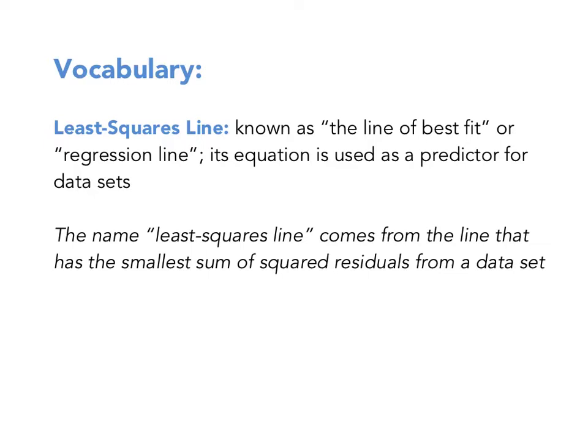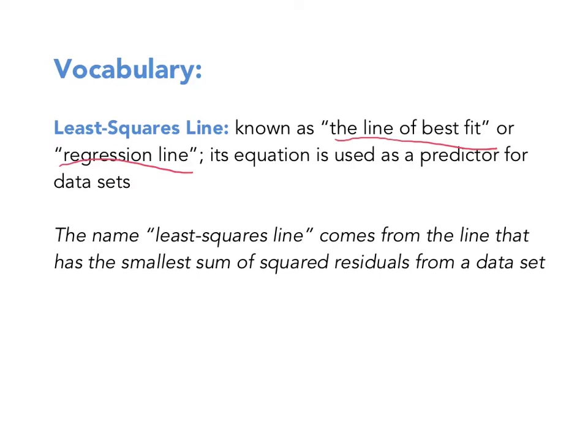A least squares line has many names, also the line of best fit or the regression line, and it's the equation that is used as a predictor for data sets. So like we were doing before with the height and the men's shoe size, it is a way for us to say what the predicted value of the next data point might be.